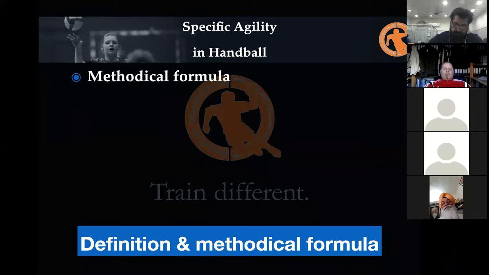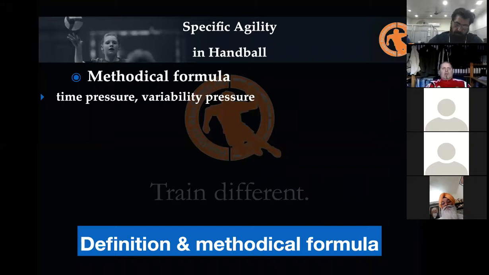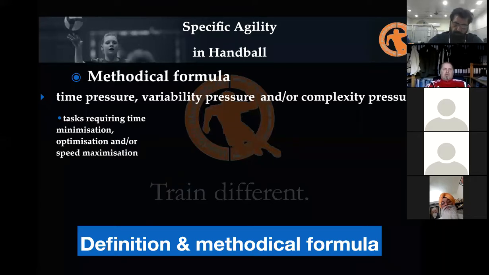There are three variations of pressure that we can give to the player so that they have to do all those elements, the movements, the techniques, and the game actions, very speedily. First is time pressure. Second is variability pressure. And third is complexity pressure. Now, let me explain. Time pressure means we give them tasks that require time minimization, optimization, or speed maximization. So minimum time or maximum speed is almost the same.